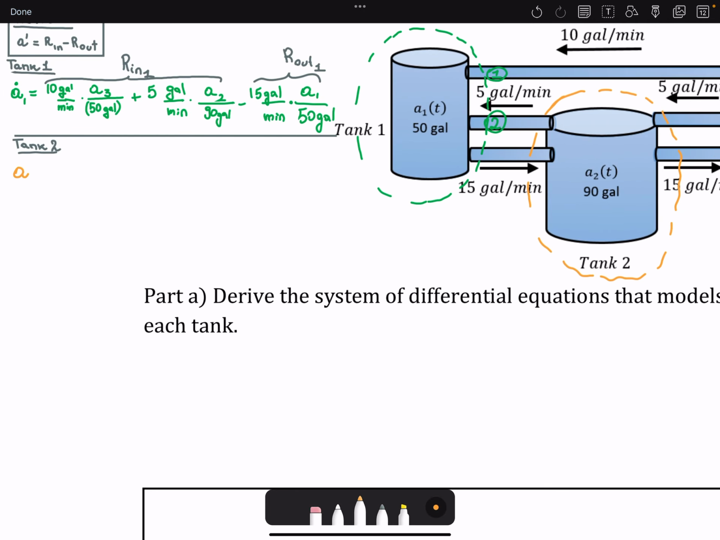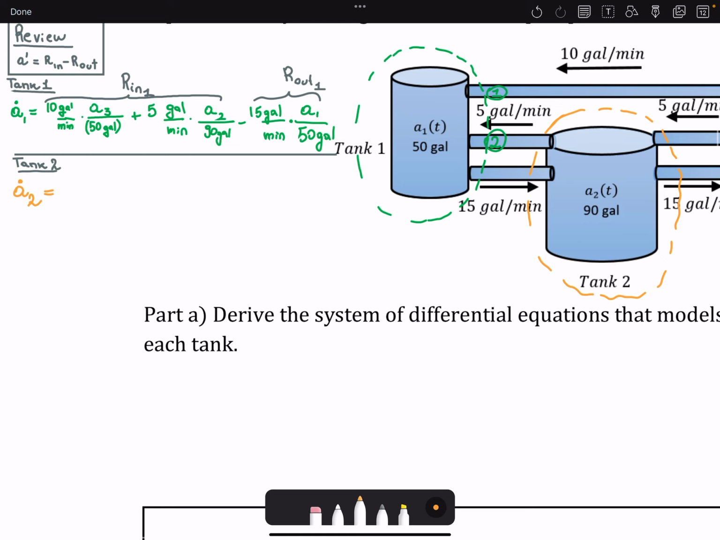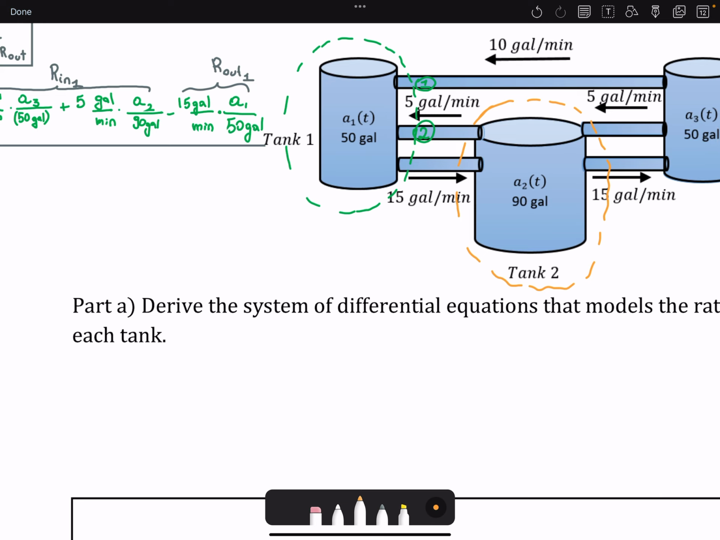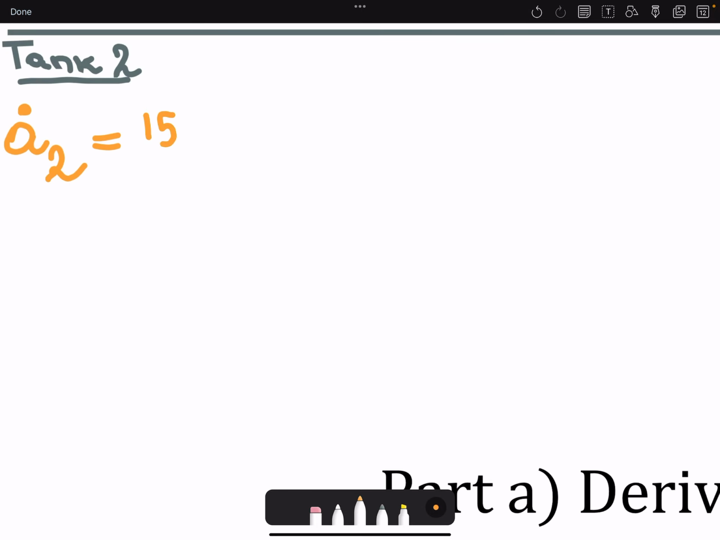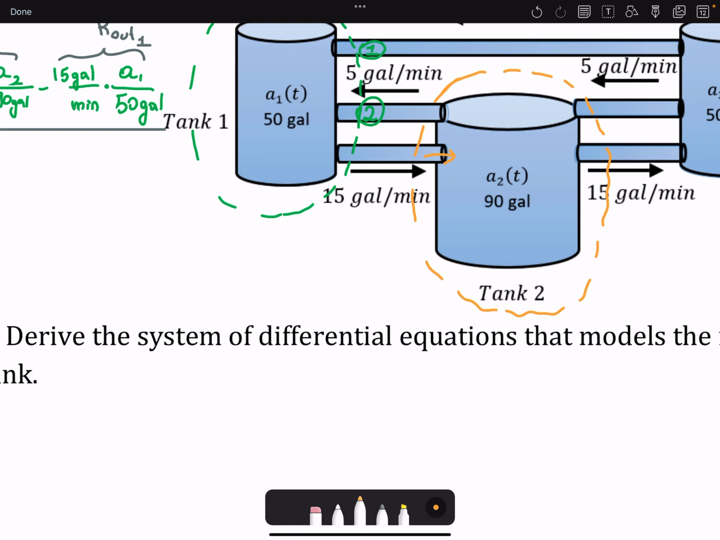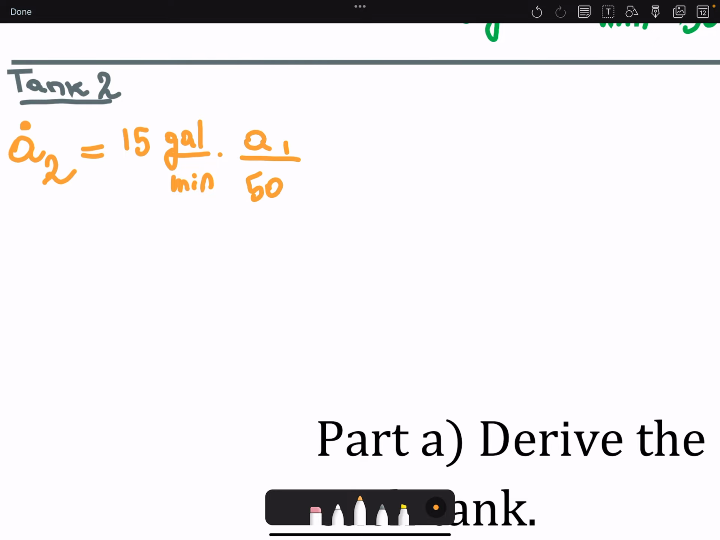So the rate of change of salt in tank 2 with respect to time is going to be equal to what? It's going to be equal to the stuff that is coming in, that's the rate in. And we've already established in all 3 tanks, at any one time, there's always the same amount of gallons. So that's good to know. So now we're looking at 15 gallons per minute going in. We want to multiply it by the concentration. What is the concentration of this? Well, if it's coming from this way, it's coming from this tank, so it's the concentration of that tank. The concentration of that tank is A sub 1 over 50 gallons.